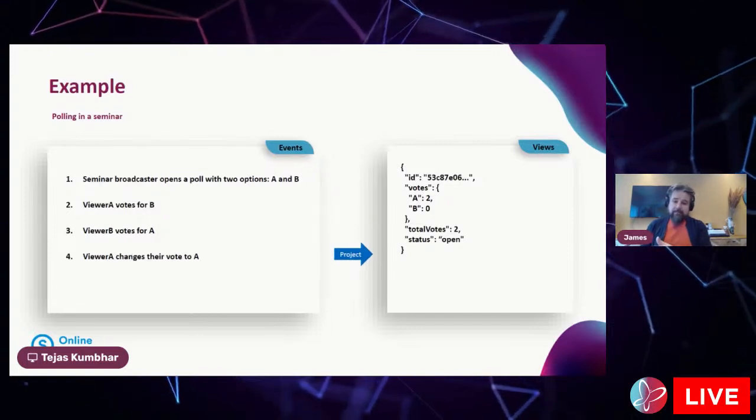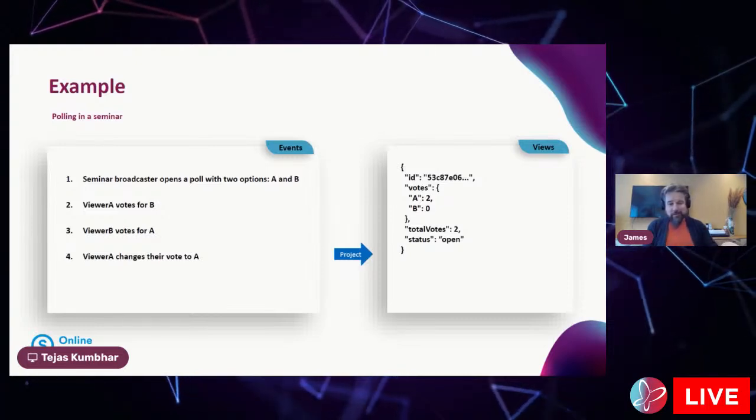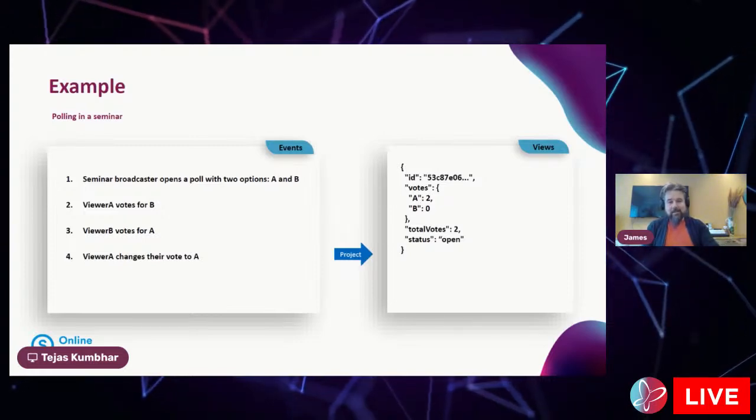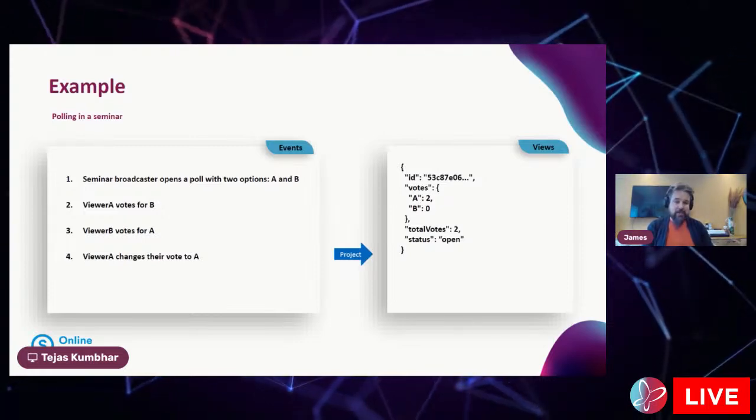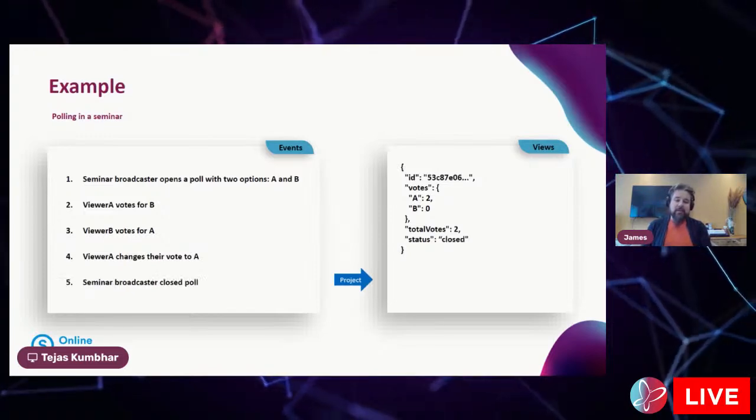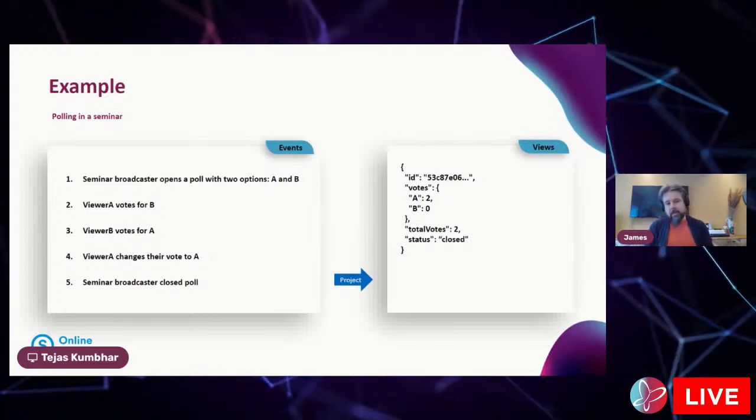Viewer A changes their vote to A. So we take one vote away from B and add it to A, but the total votes don't change. And then the final one is that the broadcaster closes the poll, and then we update the status to closed.